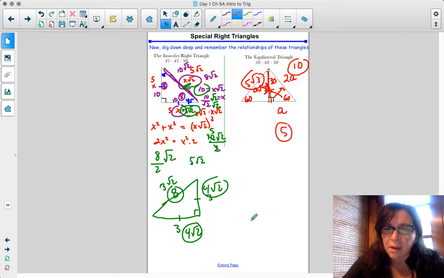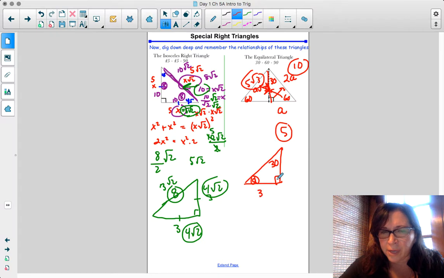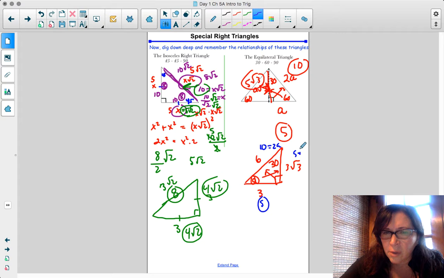Now let's practice a little bit with that. Let's make a right triangle, and I'm going to call that 60. Here's my 30. Here's my right angle. Again, opposite 30 is A, so let's call that 3. Opposite the 90 is 2A, so we're going to call that 6. And opposite the 60 is A root 3, so that's going to be 3 root 3. Let's do another example. Let's say opposite the 90 degrees is 10. If that's equal to 2A, then A is 5. So opposite the 30 would be 5, and opposite the 60 would be 5 root 3.